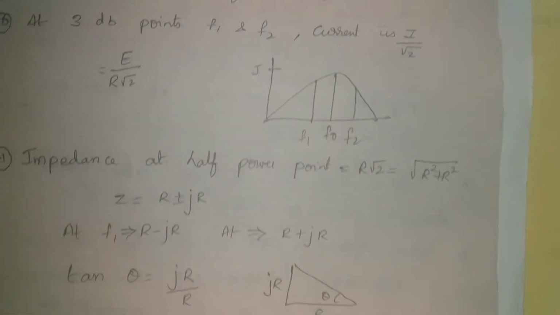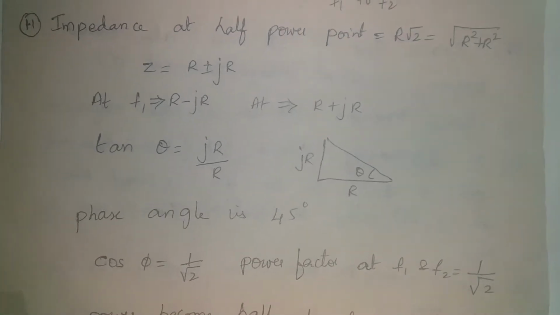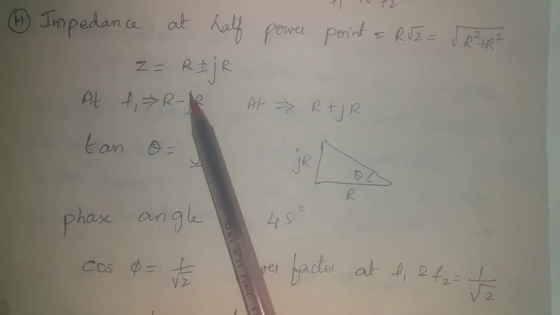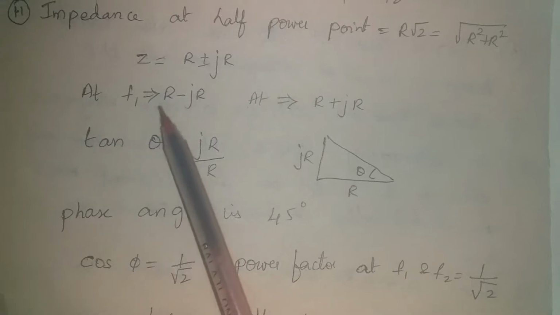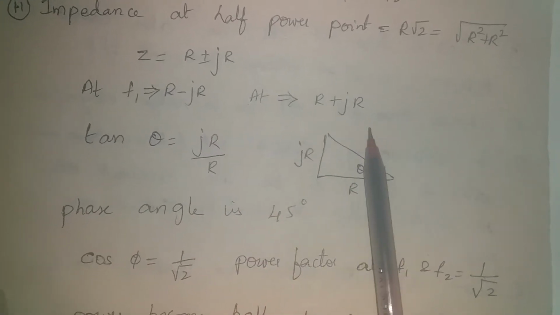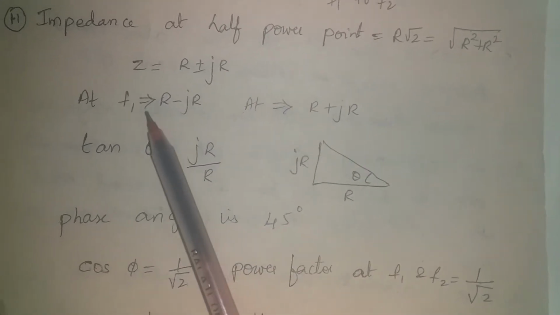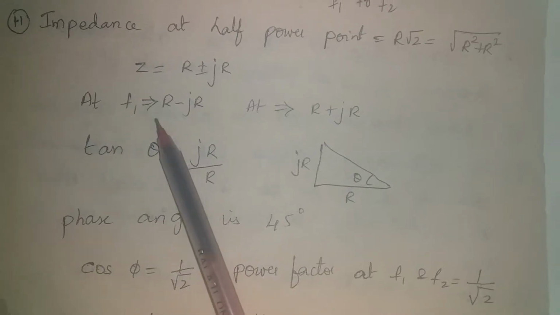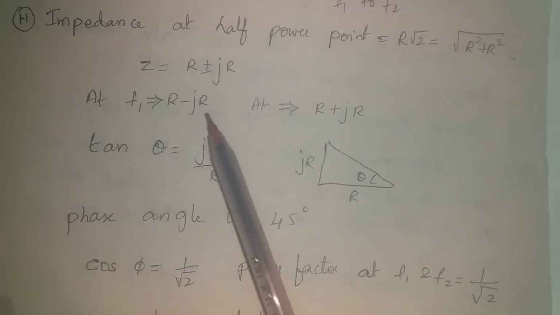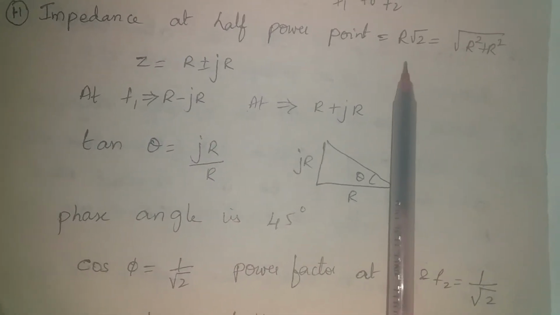Let's see how it is. Impedance at half power points is Z equals R plus or minus jR. At F1 it is R minus jR, at F2 it is R plus jR. So when you take the magnitude, it is root of R square plus R square. So that is how it is R root 2.